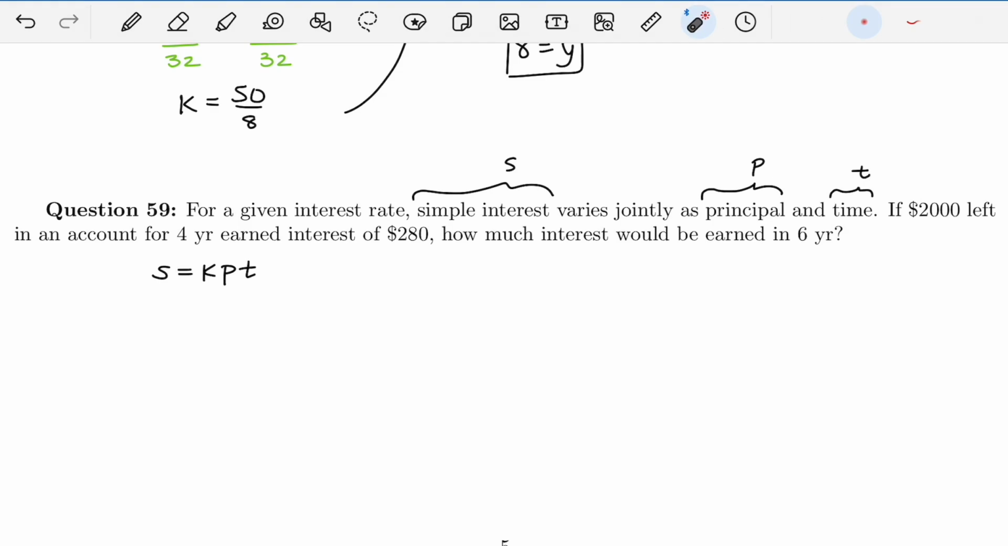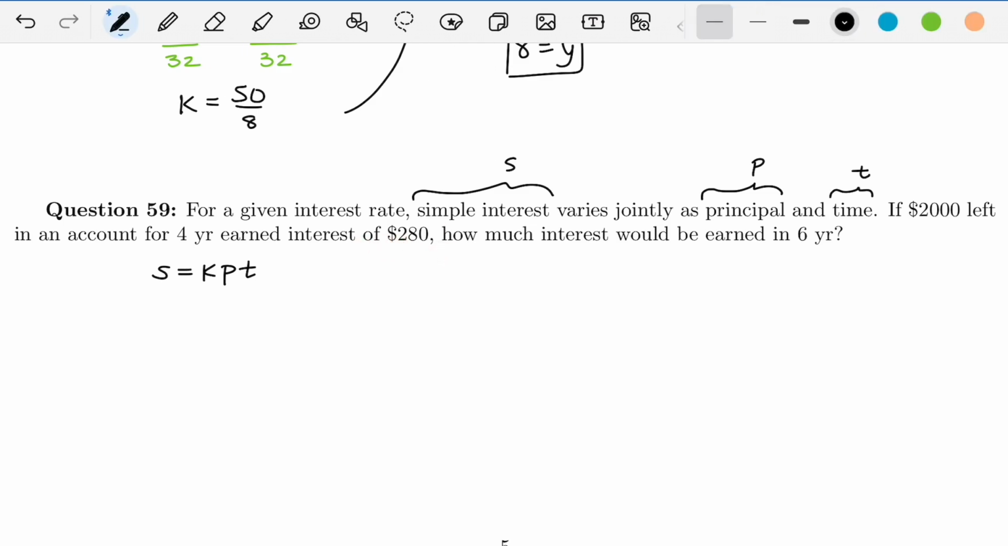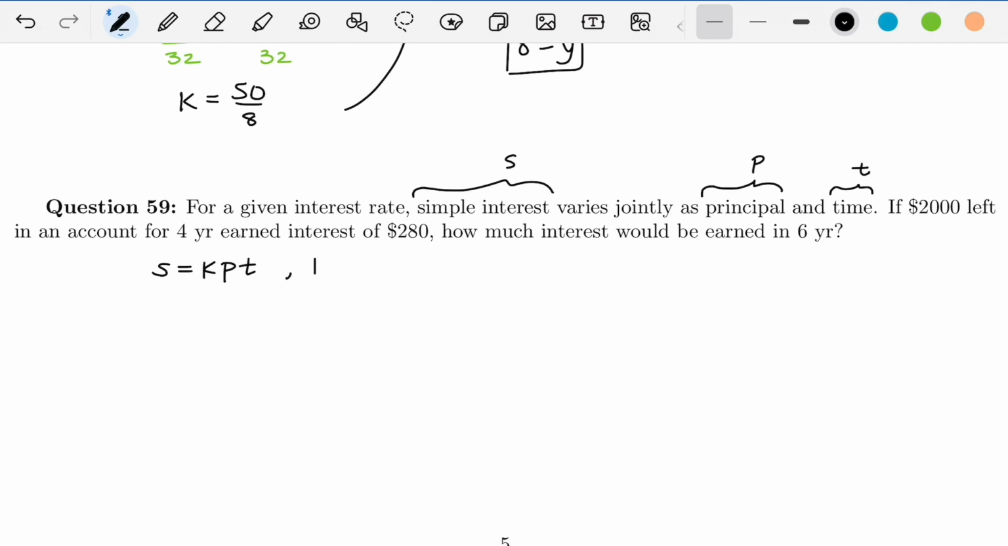Now for the next part of the problem, we're told that if $2,000 left in an account for 4 years earned interest of $280, how much interest would be earned in 6 years? So if $2,000 is left in our account, that's going to be our principal. So let's write down this information here. Our principal is going to be the $2,000. Our time is going to be 4 years, and our simple interest is going to be 280. So we're going to plug this information into our equation and solve for our constant of variation. So we're going to have 280 is equal to k times 2,000 times 4.